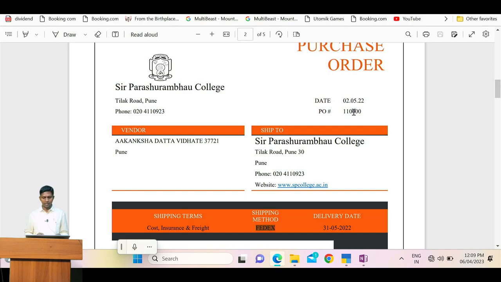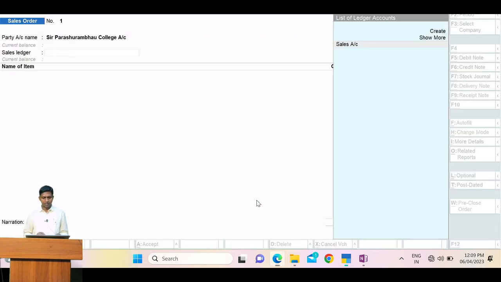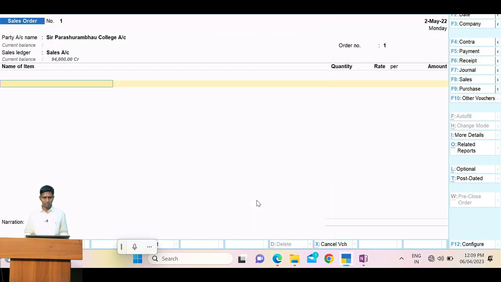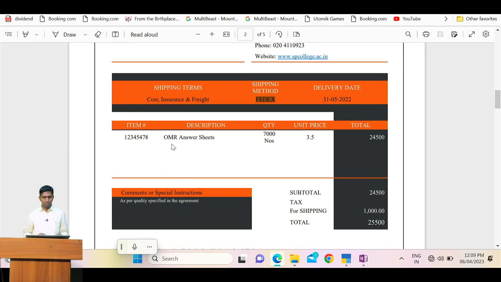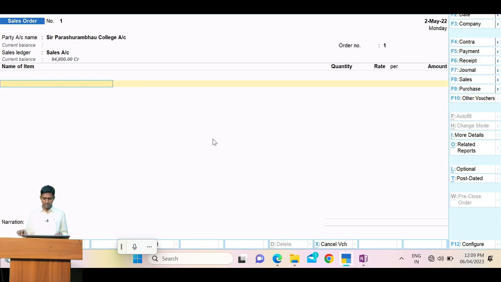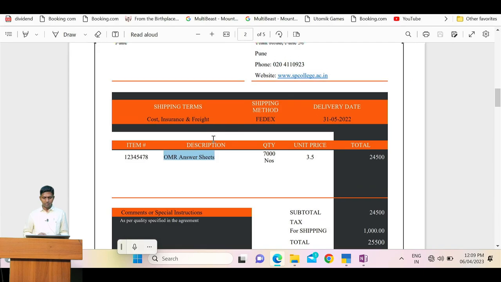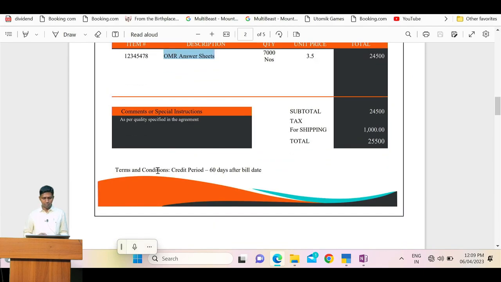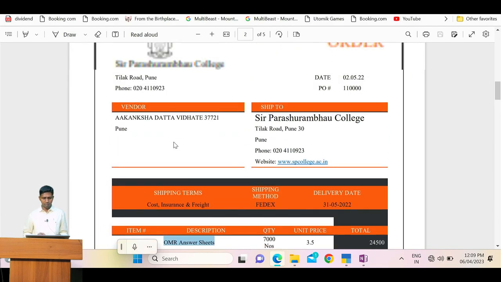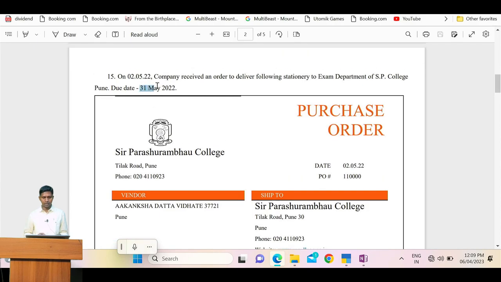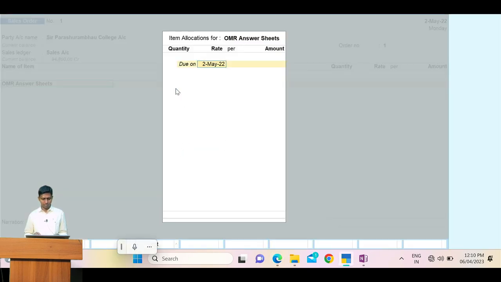Okay, and then sales ledger. For sales we don't have categories, therefore you can select sales ledger. And then what SP College wants: OMR answer sheets, SP College. Is that there? Yes, that is there in our list, therefore select. Due date: up to due date is 31st May. We want this before 31st May.